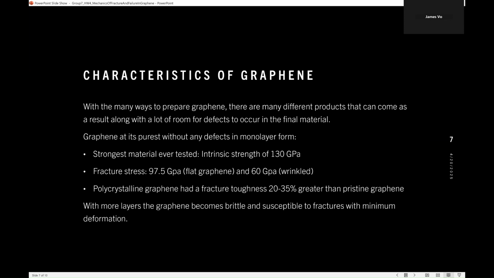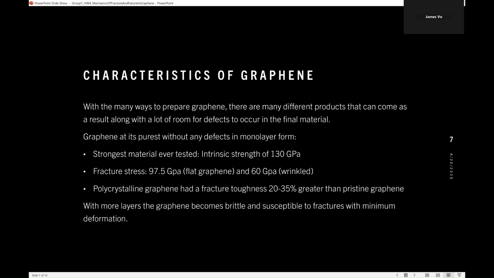With the many ways to prepare graphene, it also means that there are many different products that can come as a result. It also leaves a greater room for defects to occur in the final product. Looking at graphene at its purest form without any defects, as a monolayer, it is considered as the strongest material to ever be tested, boasting an intrinsic strength of 130 gigapascal.